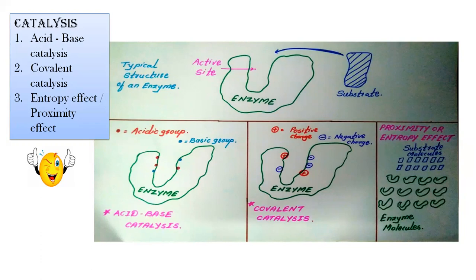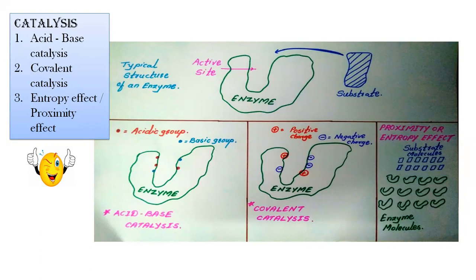Next one, covalent catalysis. I have just mentioned that amino acids are positively charged as well as negatively charged, and such amino acids present at the active site of an enzyme tend to form an association with the substrate. That's why, due to such charges, enzyme substrate association takes place between the active site, or rather to say enzyme, and substrate.